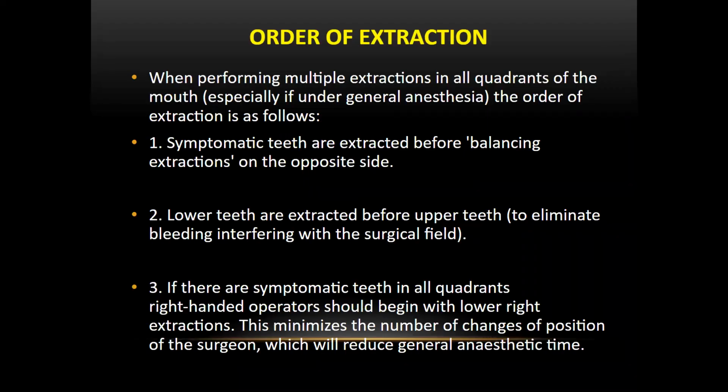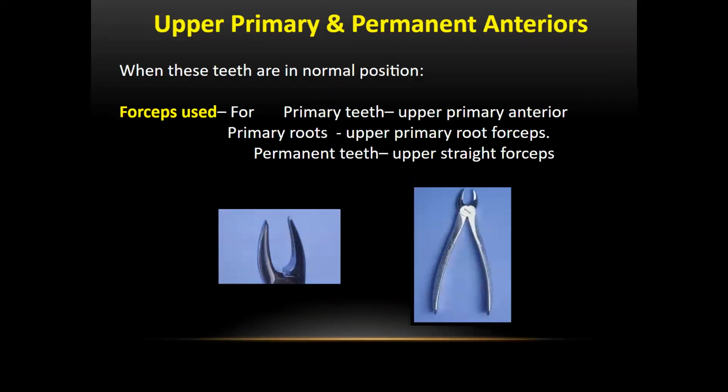Order of the extraction. When performing multiple extractions in all the quadrants of the mouth, especially under general anesthesia, the order of the extraction is as follows. Symptomatic teeth are extracted before balancing extractions on the opposite side. Lower teeth are extracted before the upper teeth to eliminate bleeding interfering with the surgical field. If there are symptomatic teeth in all quadrants, right-handed operators should begin with the lower right extraction. This minimizes the number of changes of position of the surgeon, which will reduce general anesthetic time.